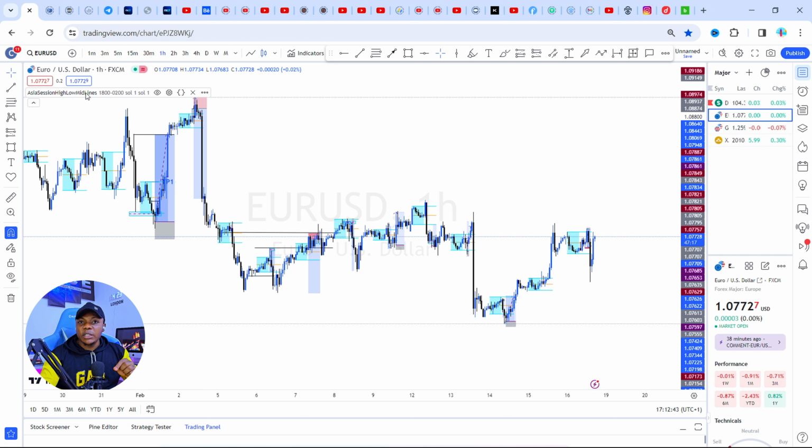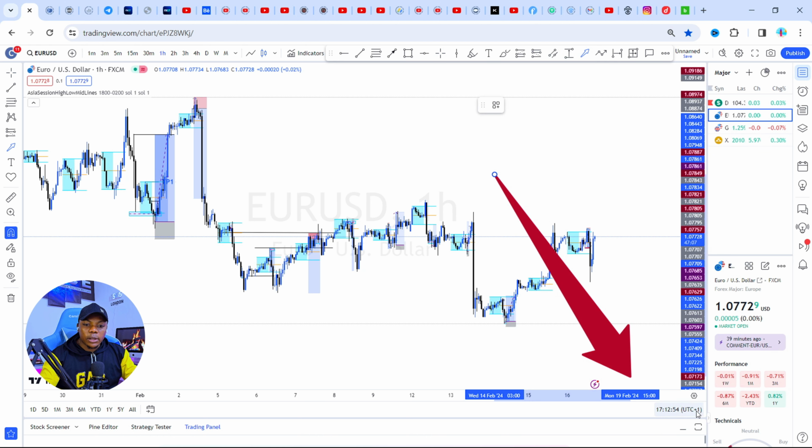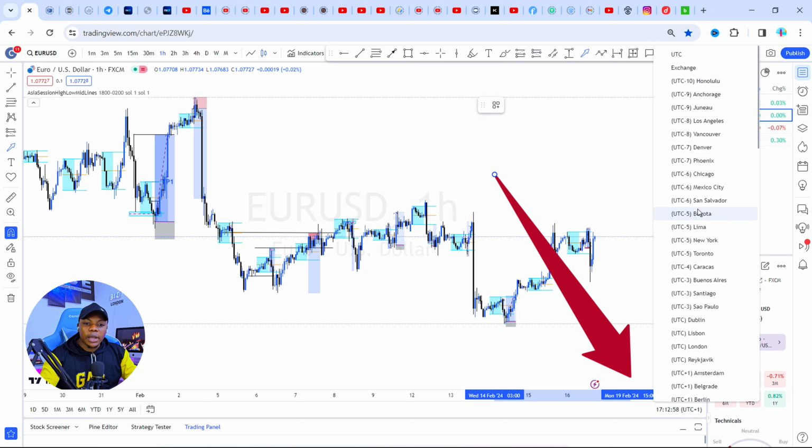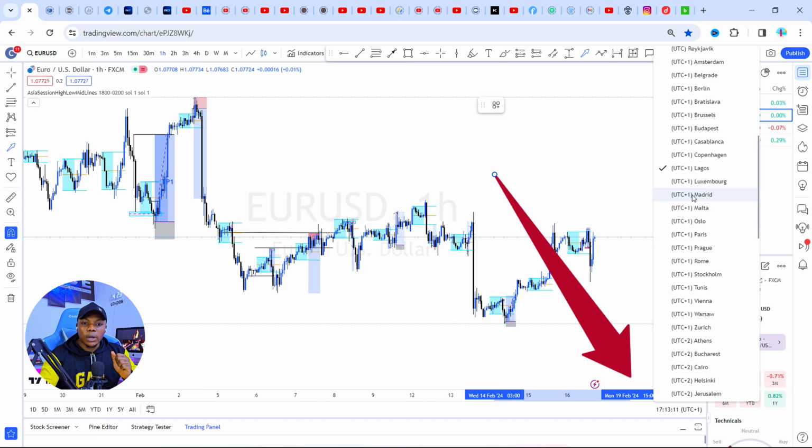All right. So first thing you need to do to be able to map out your Asian session is you need to look down here. All right, where you see me having UTC plus one, you have to come here and you set your time zone to be on your own time zone. So for me, I have GMT plus one, which is Greenwich Mean Time plus one. So come right here and go to where you will see plus one. Select Lagos if you're in Lagos, or select your own time zone.